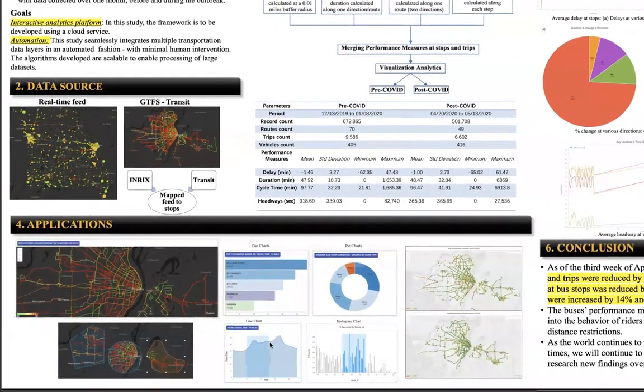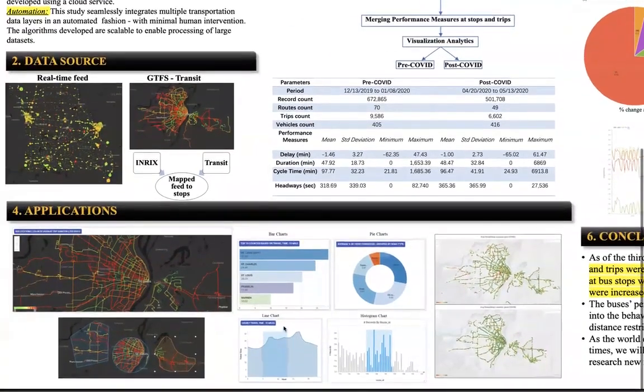Applications of our data show that we can use it to simply select certain routes, study particular routes on the bar graph, look at certain times on our area map, and select certain directions from our pie charts.